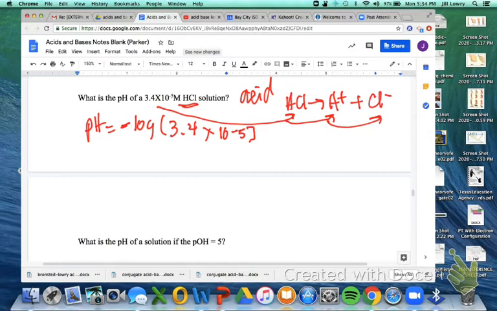So I'm going to do negative log of 3.4 times 10. And then I need to do my little caret top to raise my exponent up, negative fifth. And then close my parentheses. And I would get an answer. I get something like 4.4685, and then it keeps on. So how do I need to do sig figs? This had 2 sig figs, so my answer should have 2 places behind the decimal. So I would have 4.47 would be my correct pH on that one.